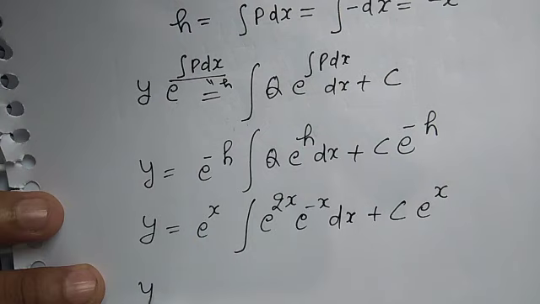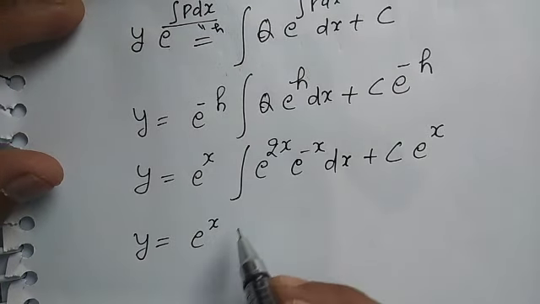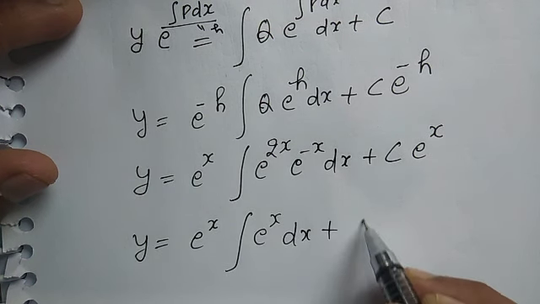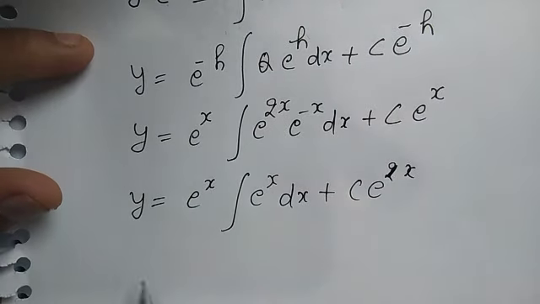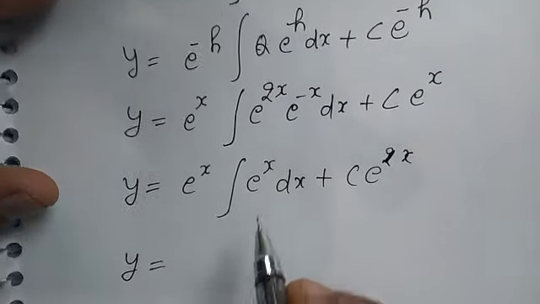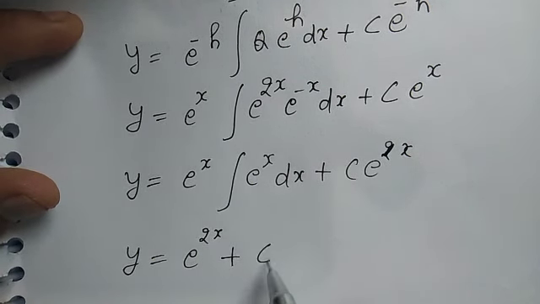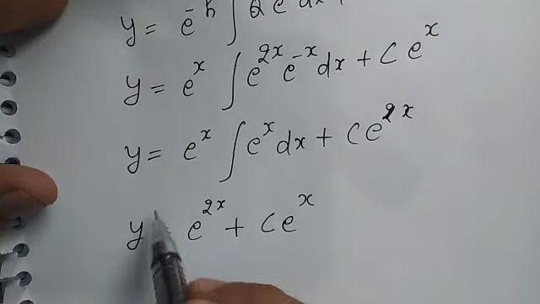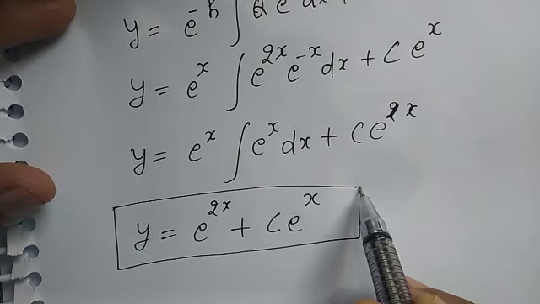So this will be y equals e power x integral e power x dx plus c e power x. The integral of e power x is e power x. So y equals e power 2x plus c e power x. So this is the solution of the given differential equation.